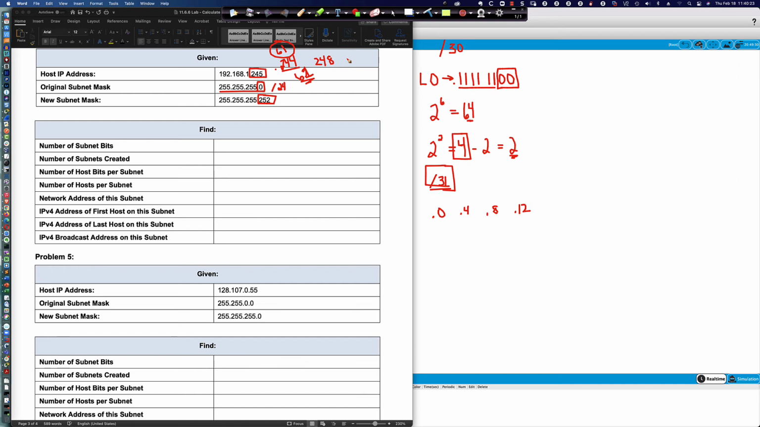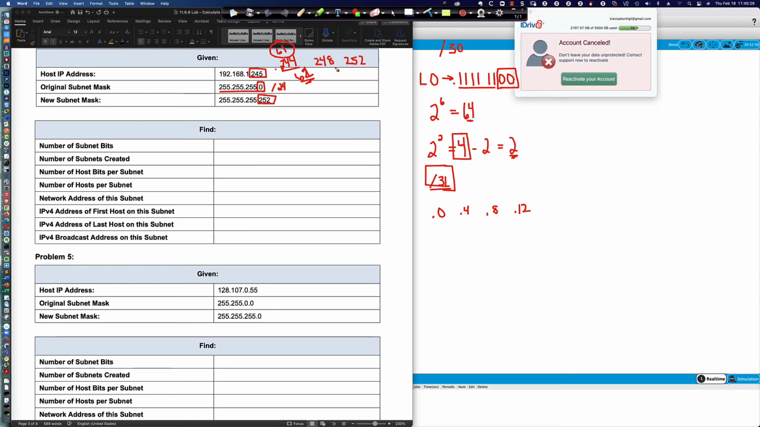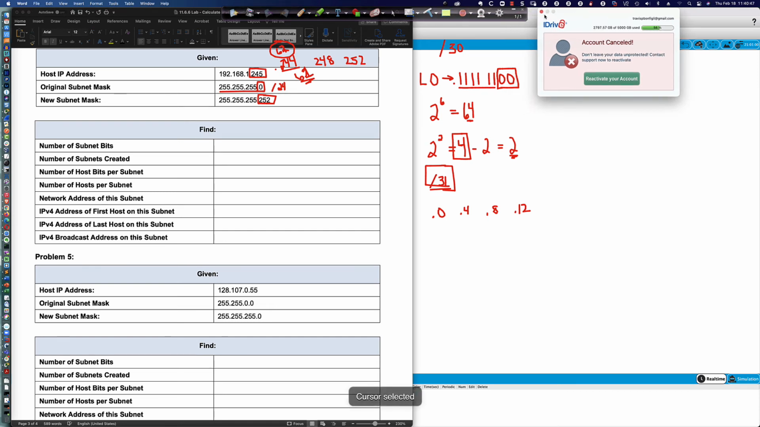The 63rd subnet would be 252, right? Because 248 plus 4, and then 61, 62, 63, and then we have the .0 subnet at the very beginning. Actually, if we started at .0, this would be our 62nd subnet to bring us up here to 252. So let's get rid of that.